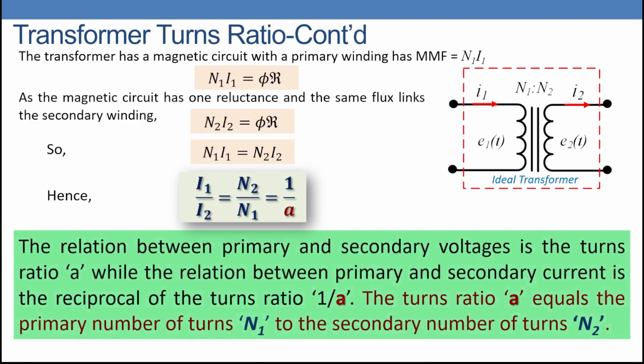So in conclusion, the relation between primary and secondary voltage is the turns ratio, while the relation between the primary and secondary current is the reciprocal of the turns ratio, 1 over A.